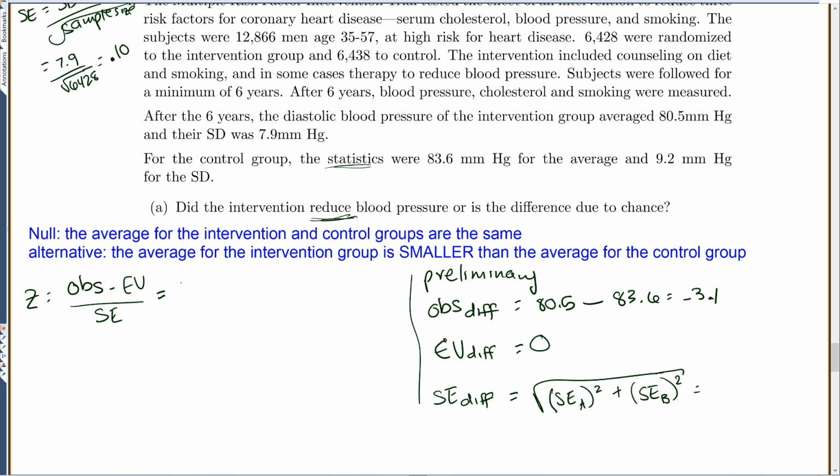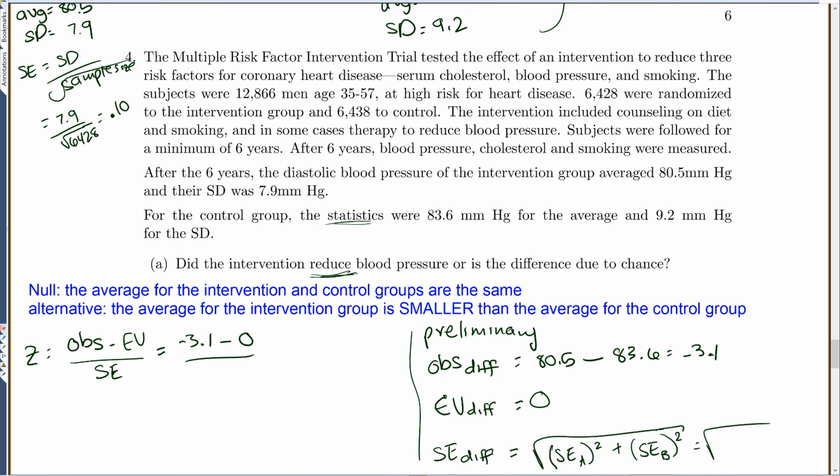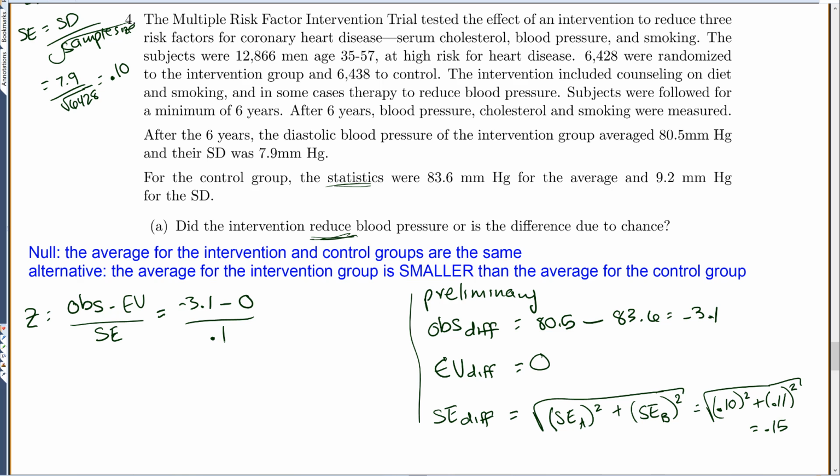Okay, so now we know our observed difference is negative 3.1. We expected a difference of 0, and the standard error for the difference was, oh, we didn't find that yet. So my first standard error is 0.10, so we'll square that, plus my second standard error, 0.11 squared, which gives me 0.15. That's my standard error for the difference. So we have negative 3.1 minus 0 divided by 0.15, which gives me negative 20.66.